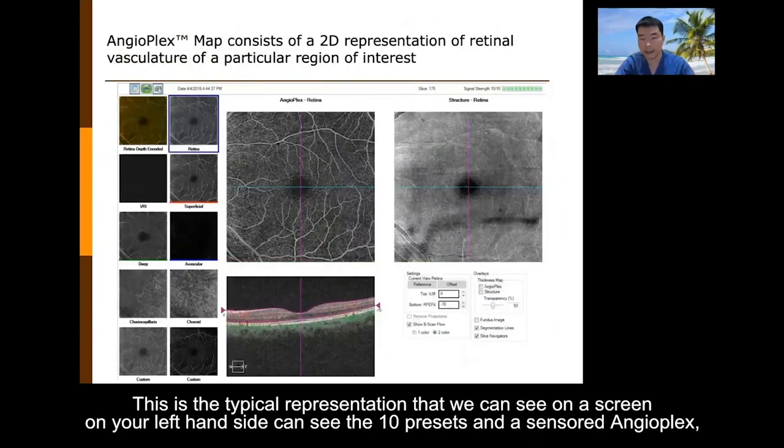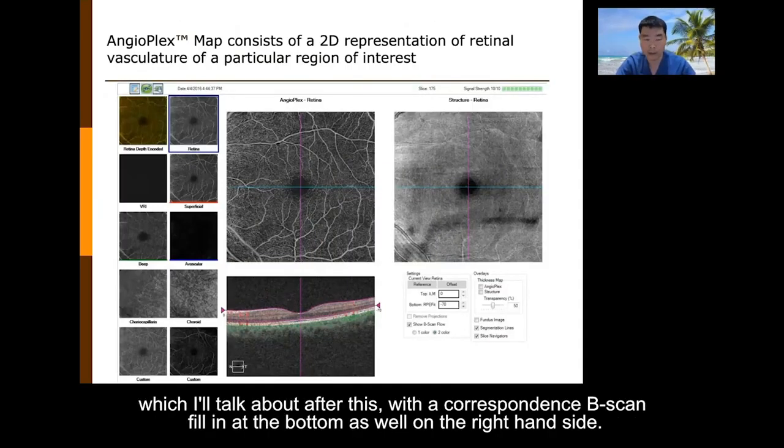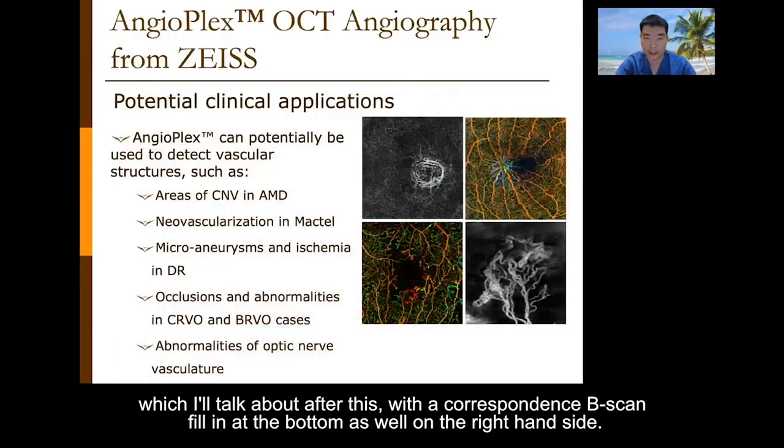On your left-hand side, you can see that there are 10 presets in the center, the Angioplex, which I'll talk about after this, with a corresponding B-scan at the bottom, as well as an en face slab on your right-hand side.